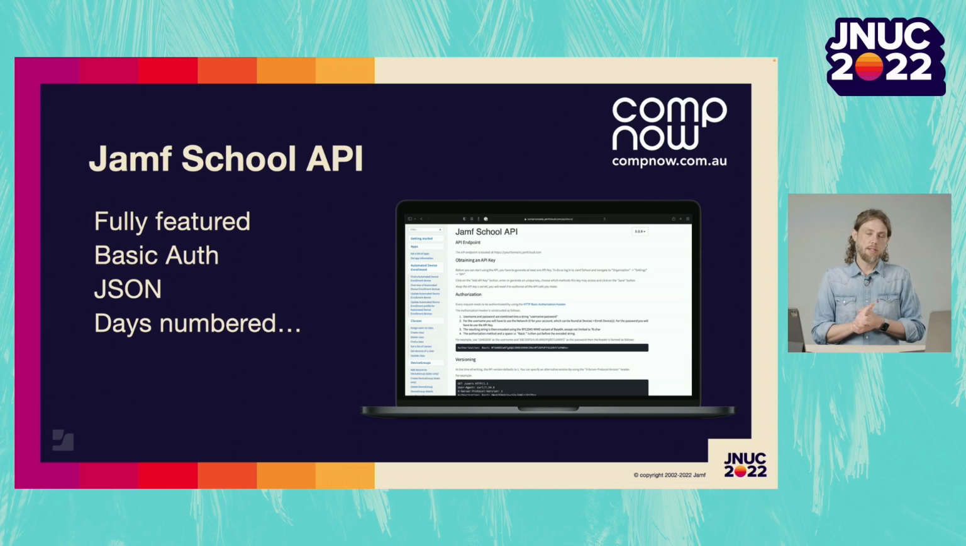So the difference between this and the Jamf Pro Classic API is that this is all JSON if you want it to be, which fits in with how shortcuts like to operate very nicely as well.